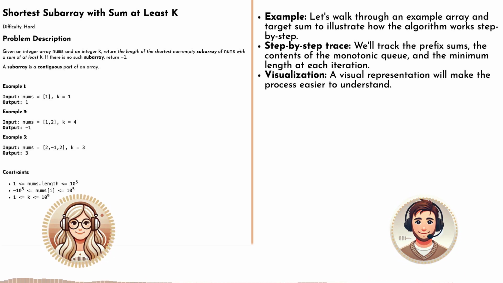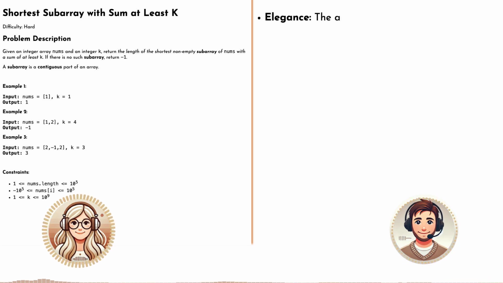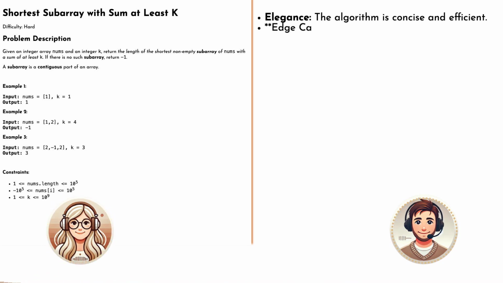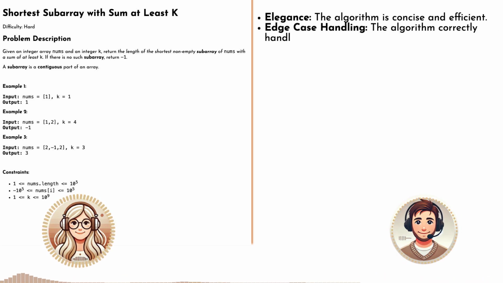So we update our minimum length to 3. Fantastic. We've reached the end of our prefix sums, and we can confidently say that the shortest subarray with a sum of at least 3 has a length of 3. Awesome. It's remarkable how this algorithm just gracefully handles situations where the shortest subarray is the entire array itself. And it does it all in a single pass through the array.